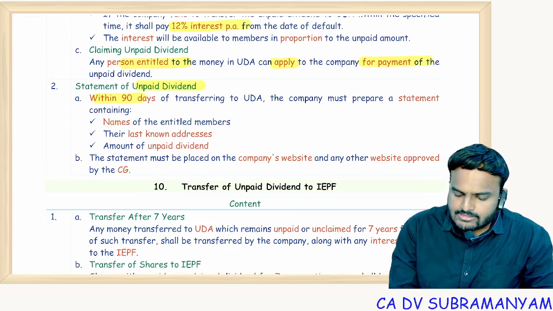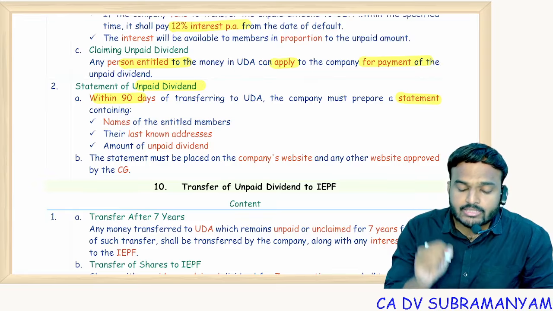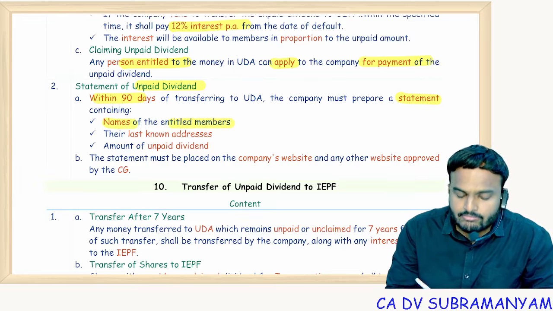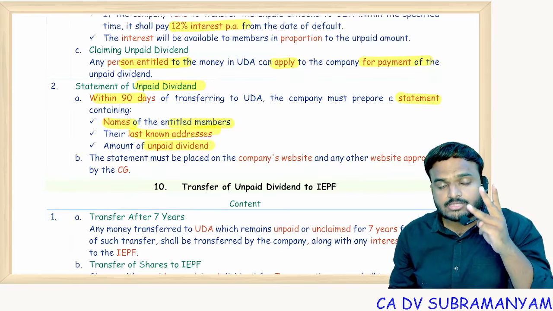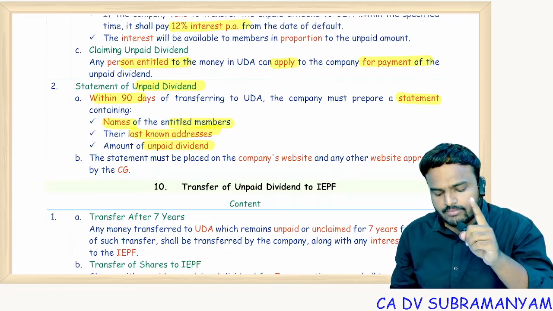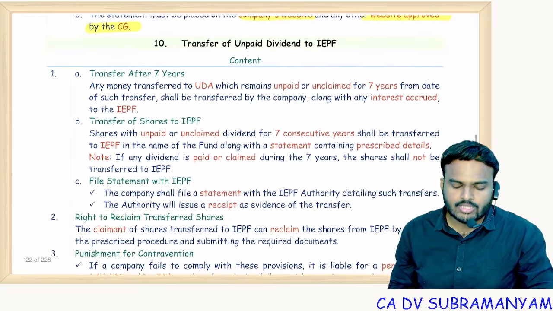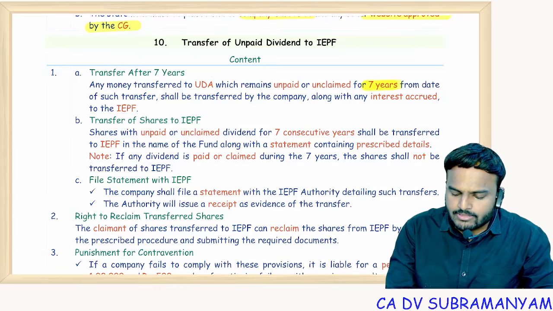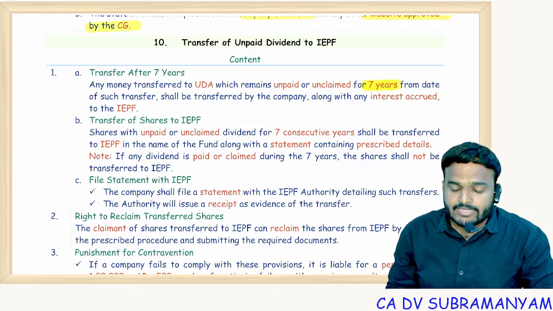So prepare a statement. In one attempt, an MCQ came. That statement should contain what particulars? Names of the entitled members, last known address, and unpaid dividends. These three particulars are compulsory. If any one particular is missing, a penalty will come. The statement should be placed on the company website and a website approved by the central government. And that amount shall be transferred to IEPF 7 years from the date of such transfer to the unpaid dividend account.